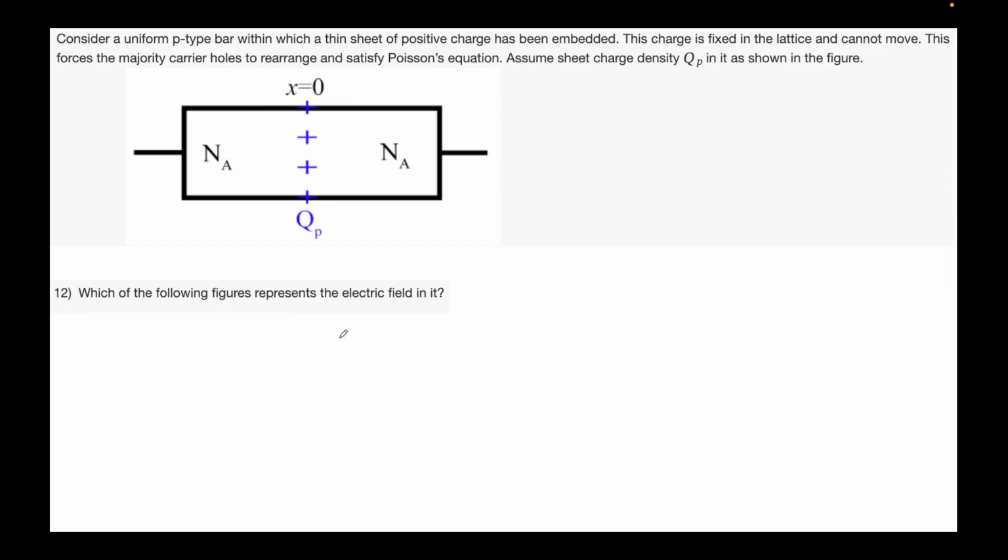Let me elaborate on what I was saying earlier. So the electric field must be on the right side. This means a depletion region will form here, something like this. So here you will have your dopant ions. Similarly, the same thing will happen here.